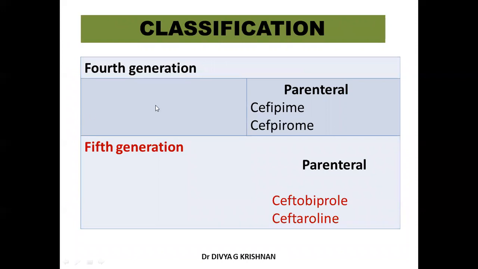Under the fourth generation, you only have parenteral drugs. Examples are cefepime and cefpirome. Again, for the fifth generation, you only have parenteral ones, that is ceftobiprole and ceftaroline. The fifth generation drugs are very recent, and have come into the market only very recently. However, the second, third and fourth generations are already in use.